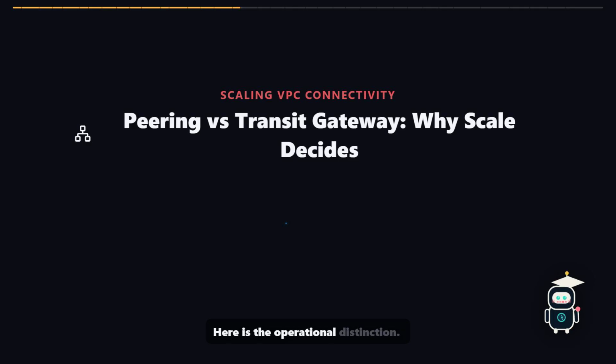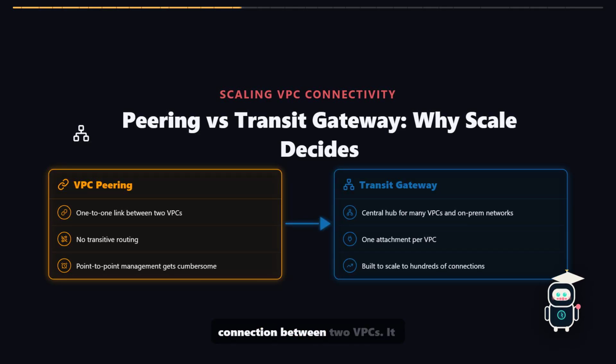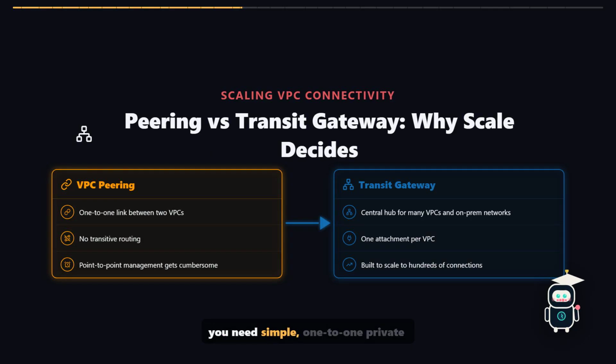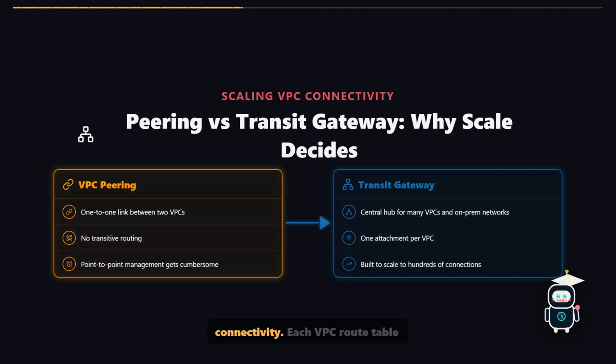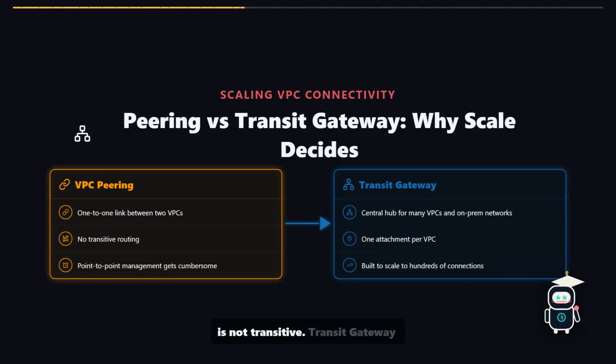Here is the operational distinction. VPC peering is a direct connection between two VPCs. It is a strong fit when you need simple, one-to-one private connectivity. Each VPC route table needs routes to the peer's CIDR, and the peering relationship is not transitive.